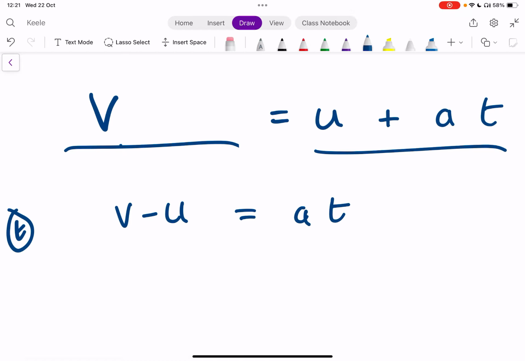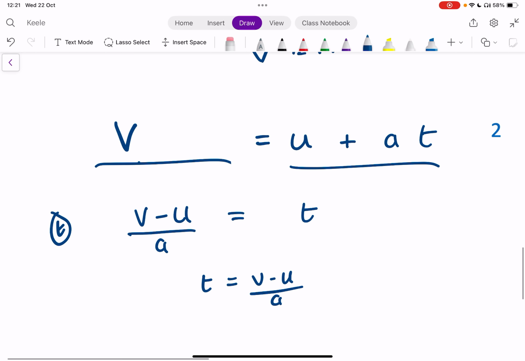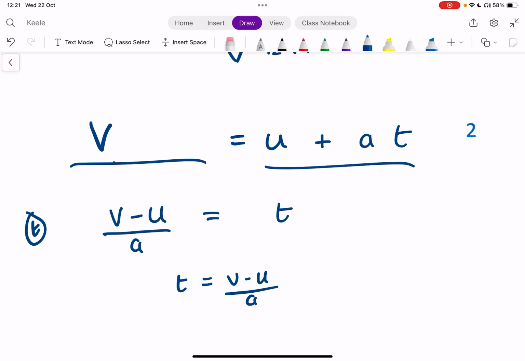Then I can open that box. I want T, so I've got to get rid of the A because T is on top, so don't touch it. It's times, so the thing I want to get rid of, I divide by. So I pick up the A and I stick it on the other side, but now it's divide by. So time is V minus U over A. So you might not come across those equations straight away, but they do come up. There are some more complicated than that, but I think that's probably enough for now.